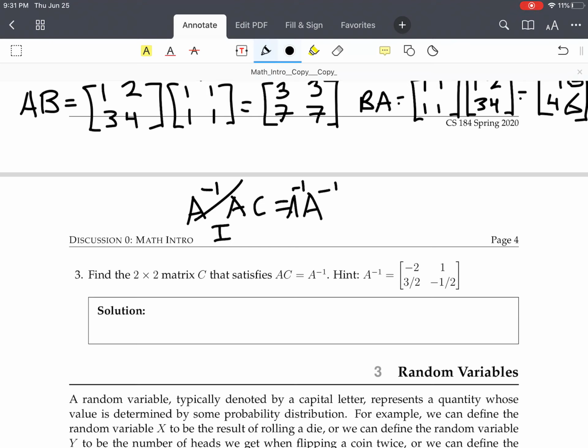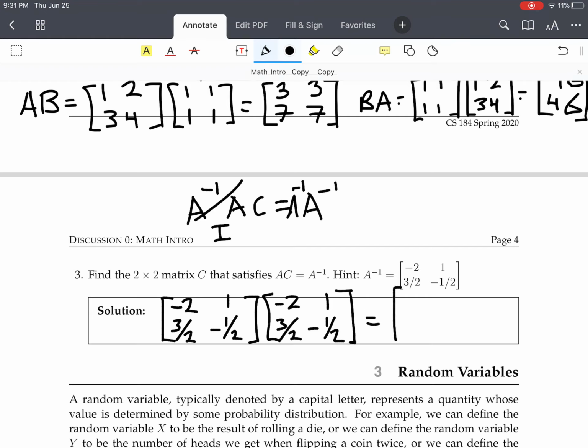Okay, so let's go ahead and do the calculation. So we want [-2, 1; 3/2, -1/2] times [-2, 1; 3/2, -1/2]. Once again, another opportunity to pause and practice some matrix multiplication, but let's keep going. So -2 times -2, so 4, plus 3 over 2. So that's going to be 8 over 2 plus 3 over 2, so 11 over 2.